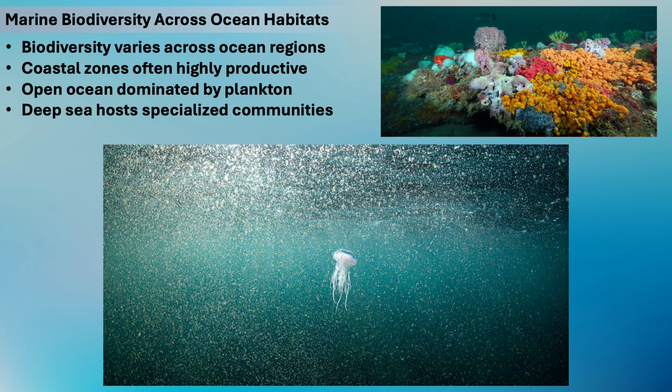The deep ocean represents another distinct environment characterized by darkness, cold temperatures, and high pressure. Despite these extreme conditions, specialized organisms have evolved to survive in these habitats. Many deep-sea organisms rely on organic matter sinking from the surface ocean as their primary food source. Understanding how marine organisms are distributed across these different habitats will help us interpret patterns of productivity, food webs, and ecosystem structure throughout the ocean.